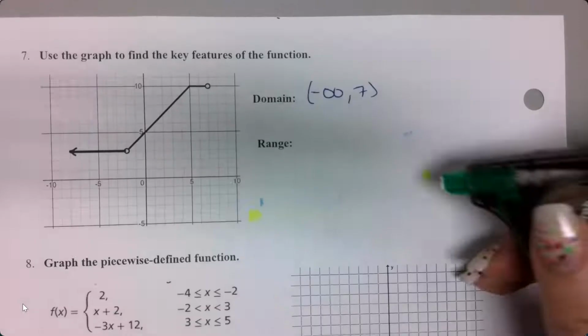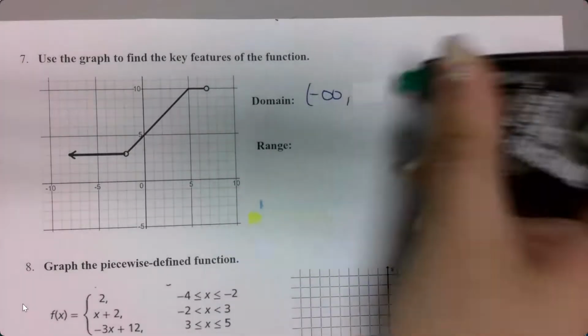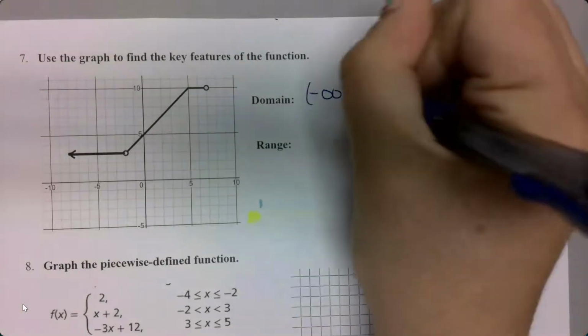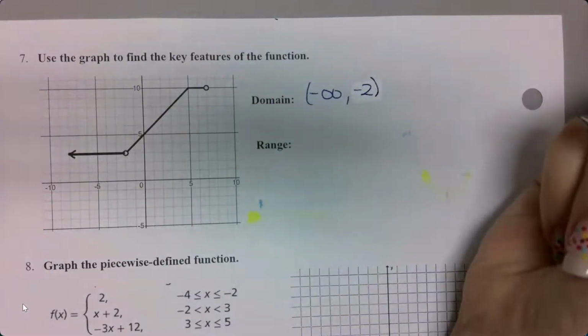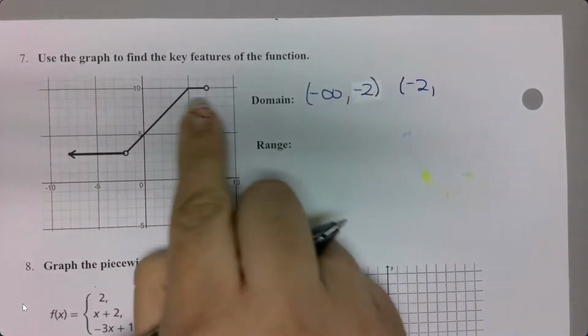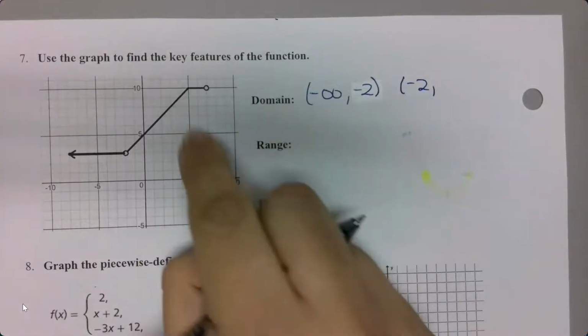Okay, it actually has a hole in the function right here at -2. So it's going to go from negative infinity to -2. And I want to use the parenthesis because it can include -2. And then it goes between -2 to 7.